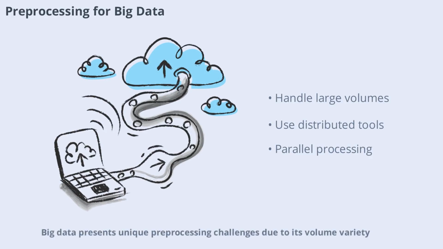Big data presents unique preprocessing challenges due to its volume, variety, and velocity. Distributed processing tools like Hadoop and Spark can help manage and preprocess large datasets efficiently. Techniques such as sampling, aggregation, and parallel processing are essential for handling big data. Let's explore strategies for preprocessing at scale.